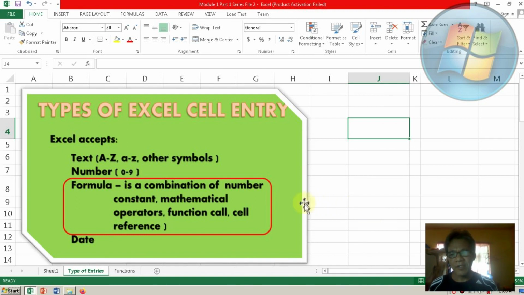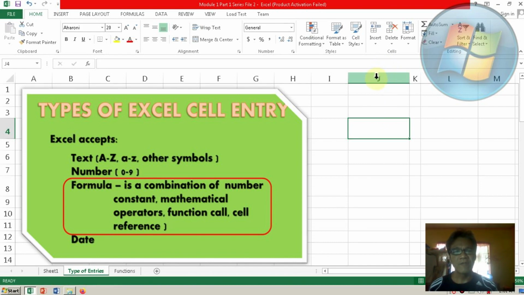Now in a formula, we have what we call a function call and cells reference. Now let's take up first cells reference. Now the worksheet is being organized as collections of rows and columns. Now each cell has a name. So when referring to a certain cell, we will use the name of an Excel cell. So how would you get the name of an Excel cell? So just refer to the column caption.